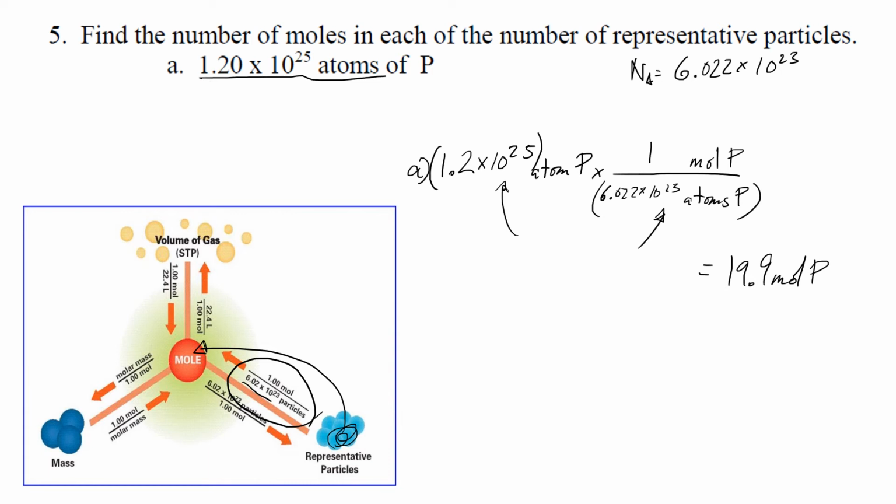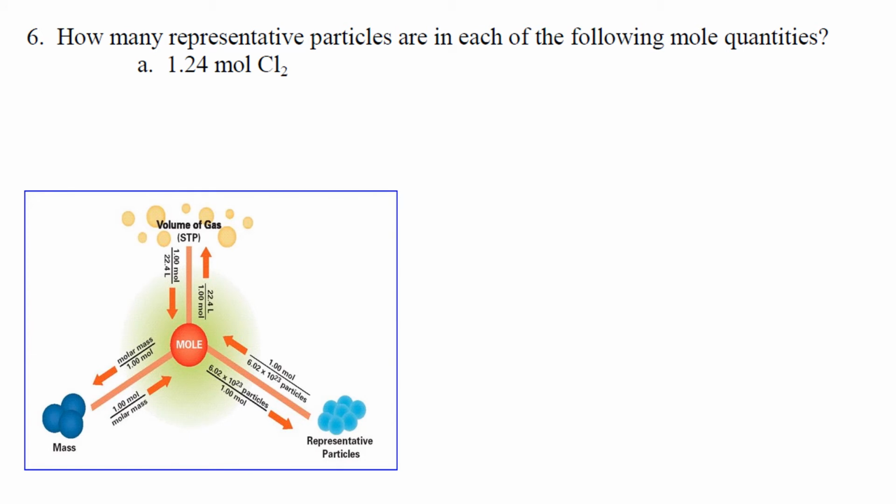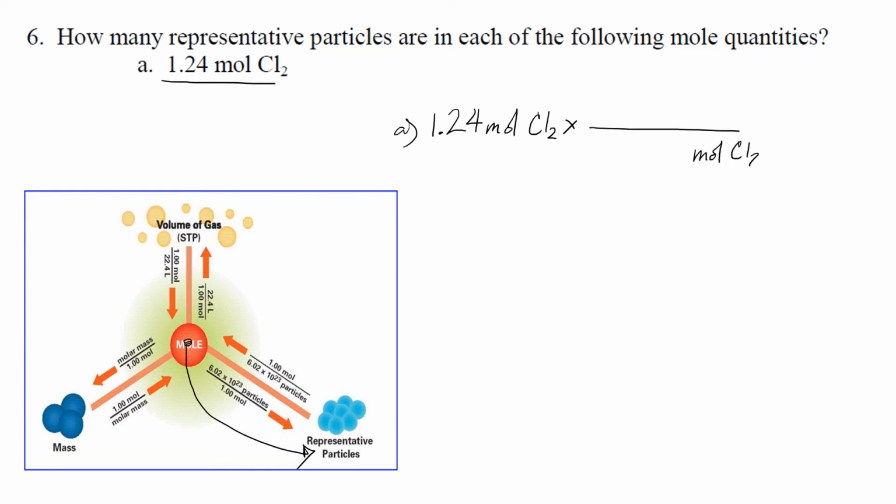Let's try another type. Here, we have the conversion going the other way. We start out with moles, meaning we start here, and we want to get to the representative particles. So our given is 1.24 moles of chlorine gas, and we want to get out of moles of chlorine on the bottom, and into molecules, into the actual particles. Right, molecules of Cl2, chlorine gas.